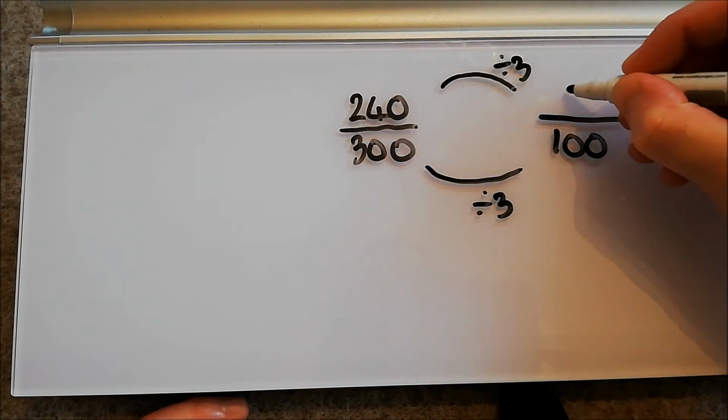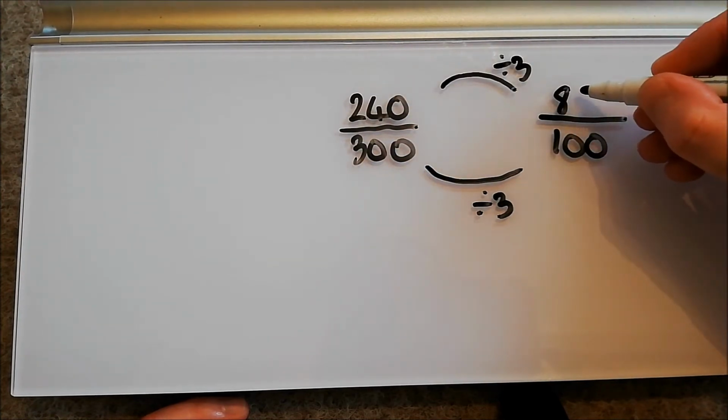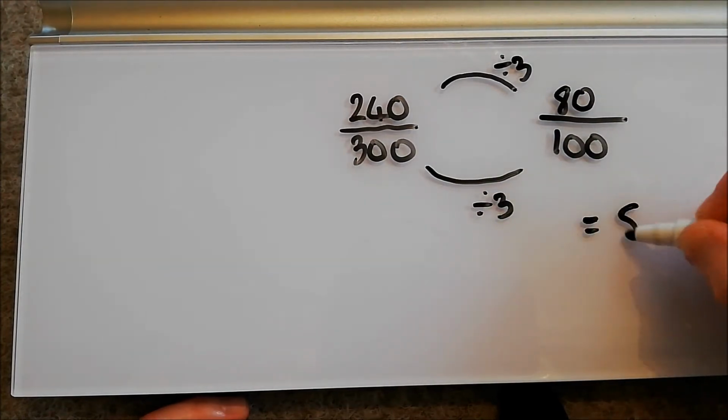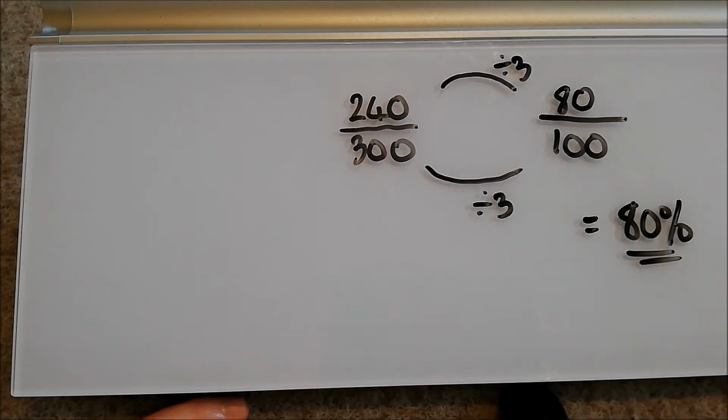24 divided by 3 is 8. Therefore, 240 divided by 3 must be 80. And 80 out of 100 is 80%. So that would be the final answer there.